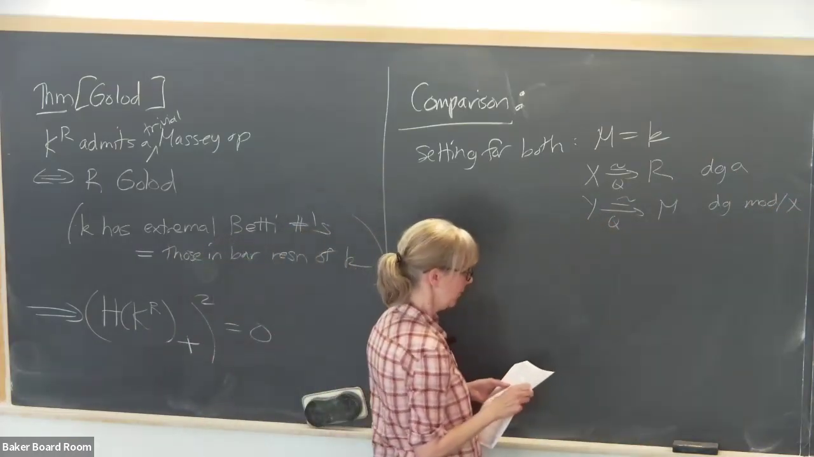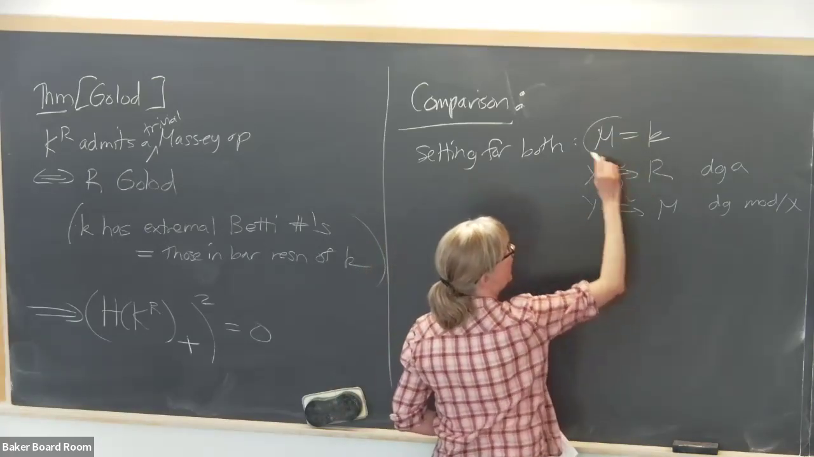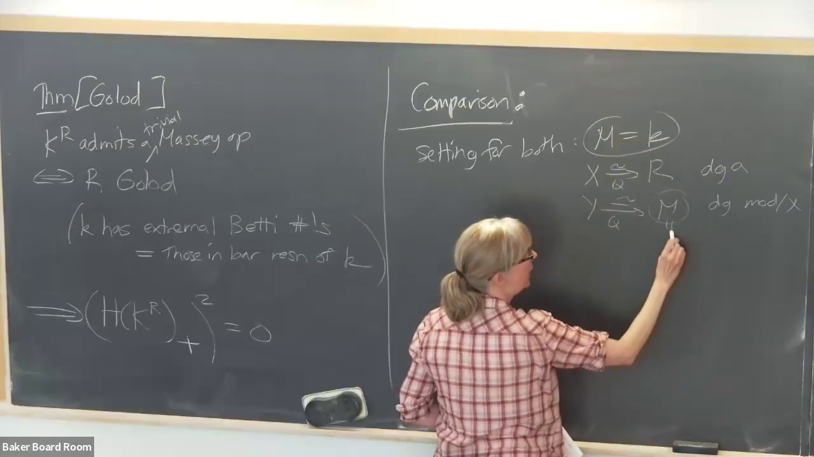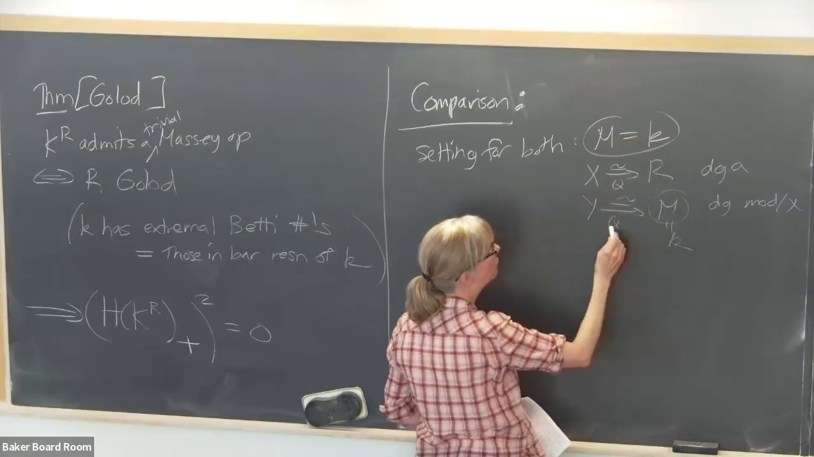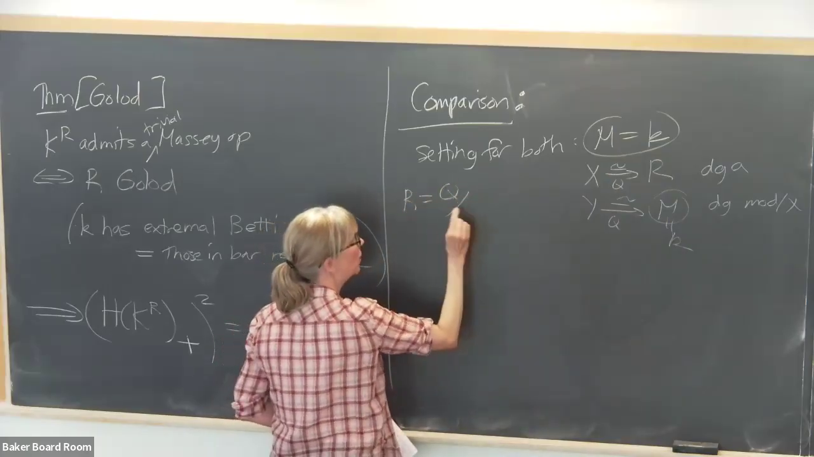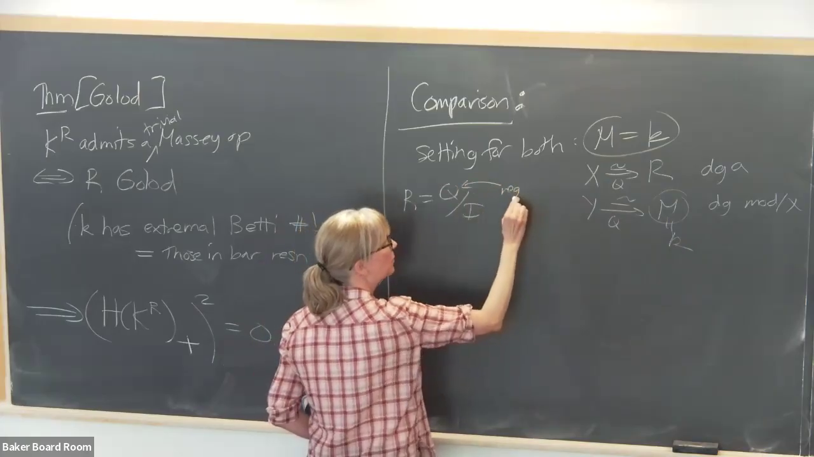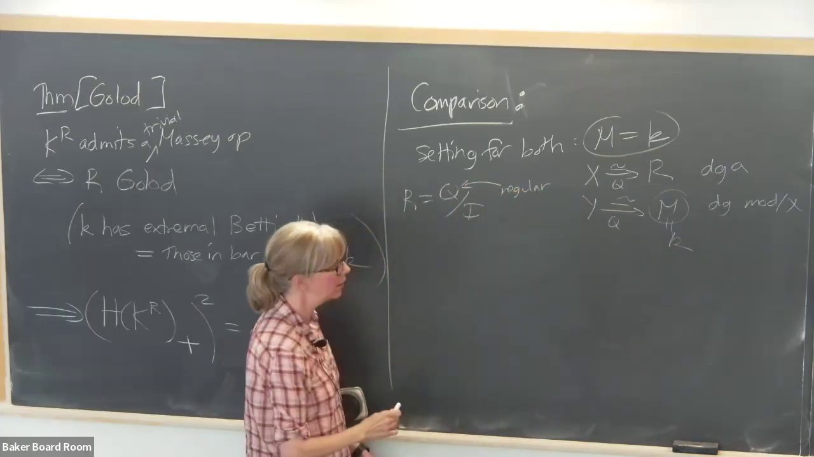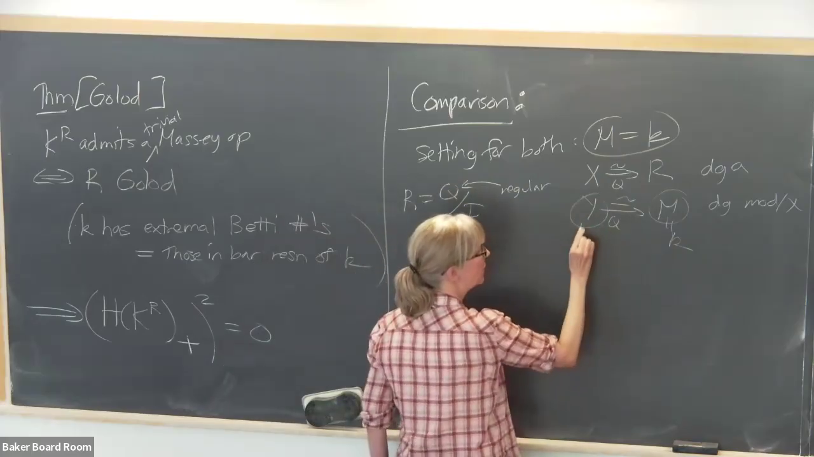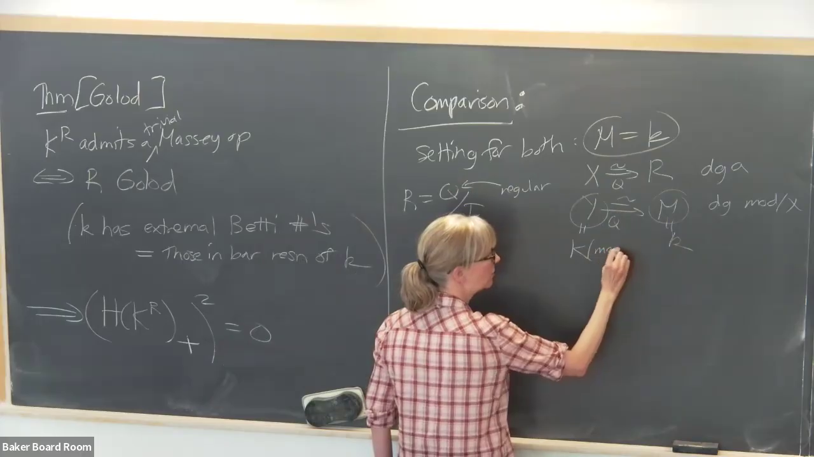And by the way, since we're resolving the module K over Q, what resolves K over Q? I should take Q to be regular, and R is Q mod I. I'm going to take Q to be regular, and again, I have either a local or graded ring. So what resolves it? This is the Koszul complex on the maximal ideal of Q.